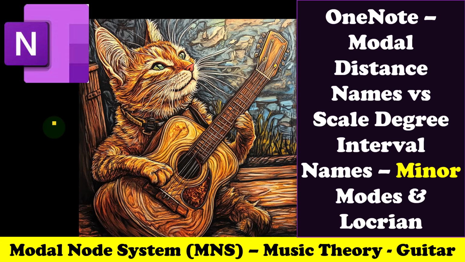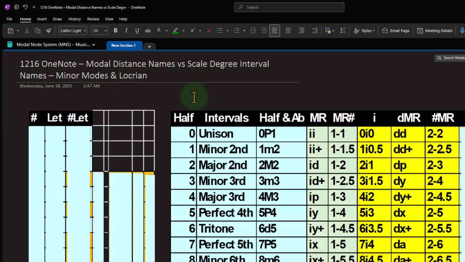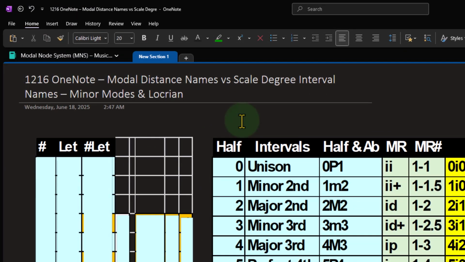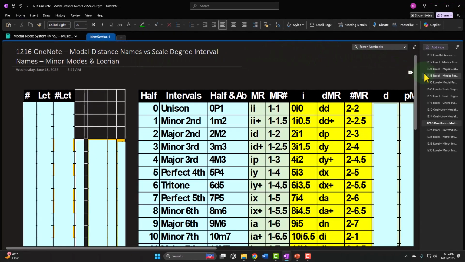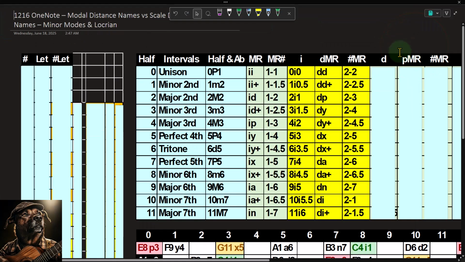So get ready and grab some coffee, because although we're playing with just one note, it's a beautiful note. Not required to, but if you have access to it and would like to follow along, we're currently in the OneNote file of the Modal Note System, MNS presentation 1216, OneNote, modal distance names versus scale degree interval names, minor modes, and Locrian. List of presentations thus far over here, but we plan on adding plenty more to it shortly.